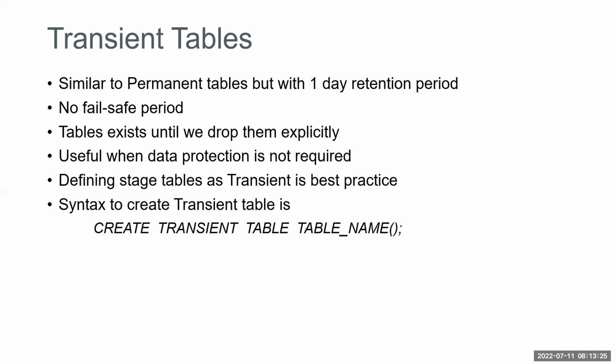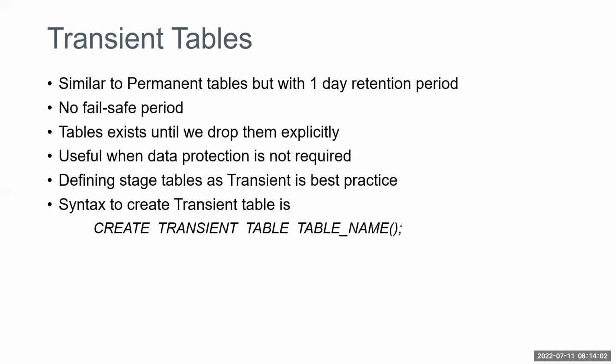So after 1 day, you cannot bring back the data from transient tables. And there will be no fail-safe period for transient tables. So just a 1 day time travel period. After 1 day, you cannot get the data by any means. Okay. These tables exist until we drop them explicitly. The table will be present, but if you delete or modify some data, we cannot fetch that historical data after 1 day. But the table structure will be present permanently in the database until we drop it explicitly.